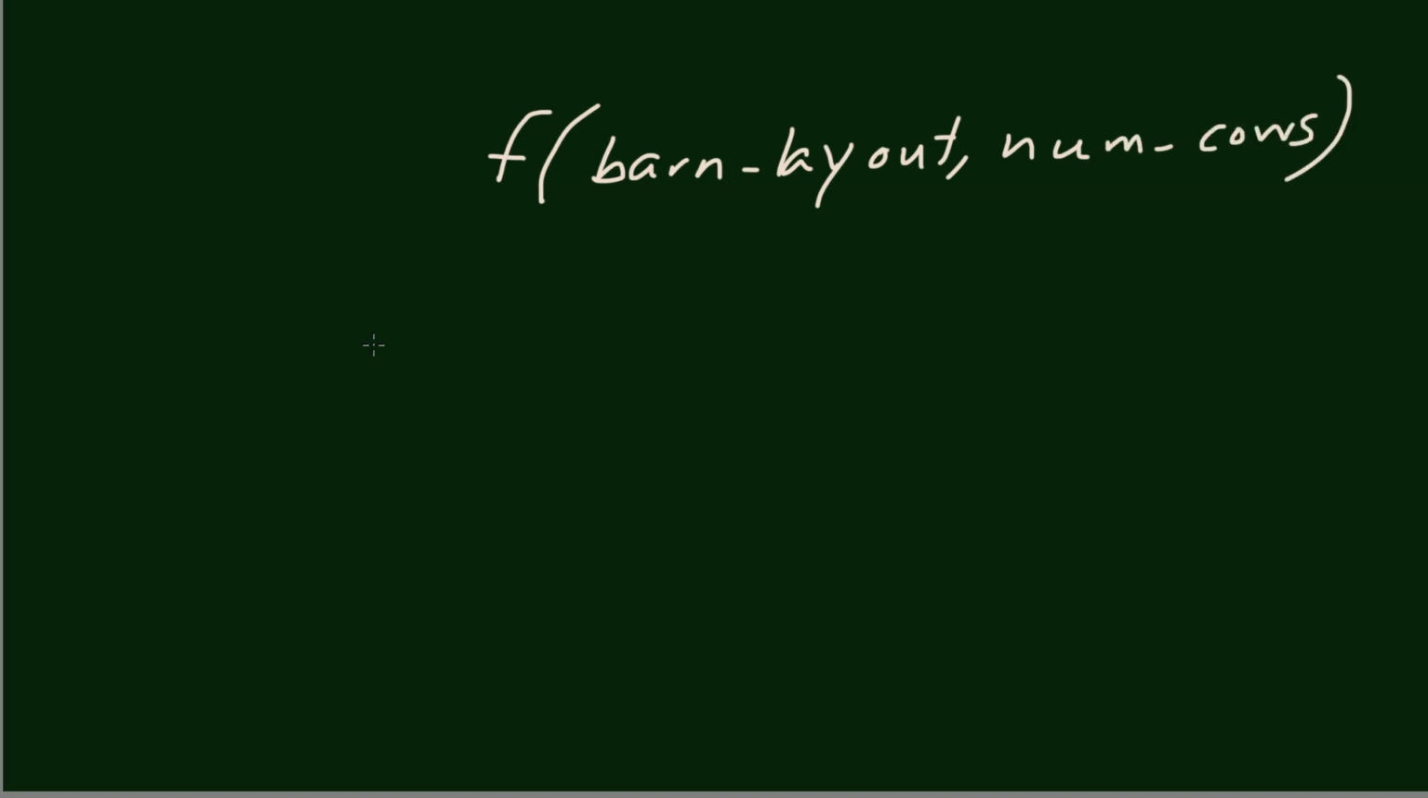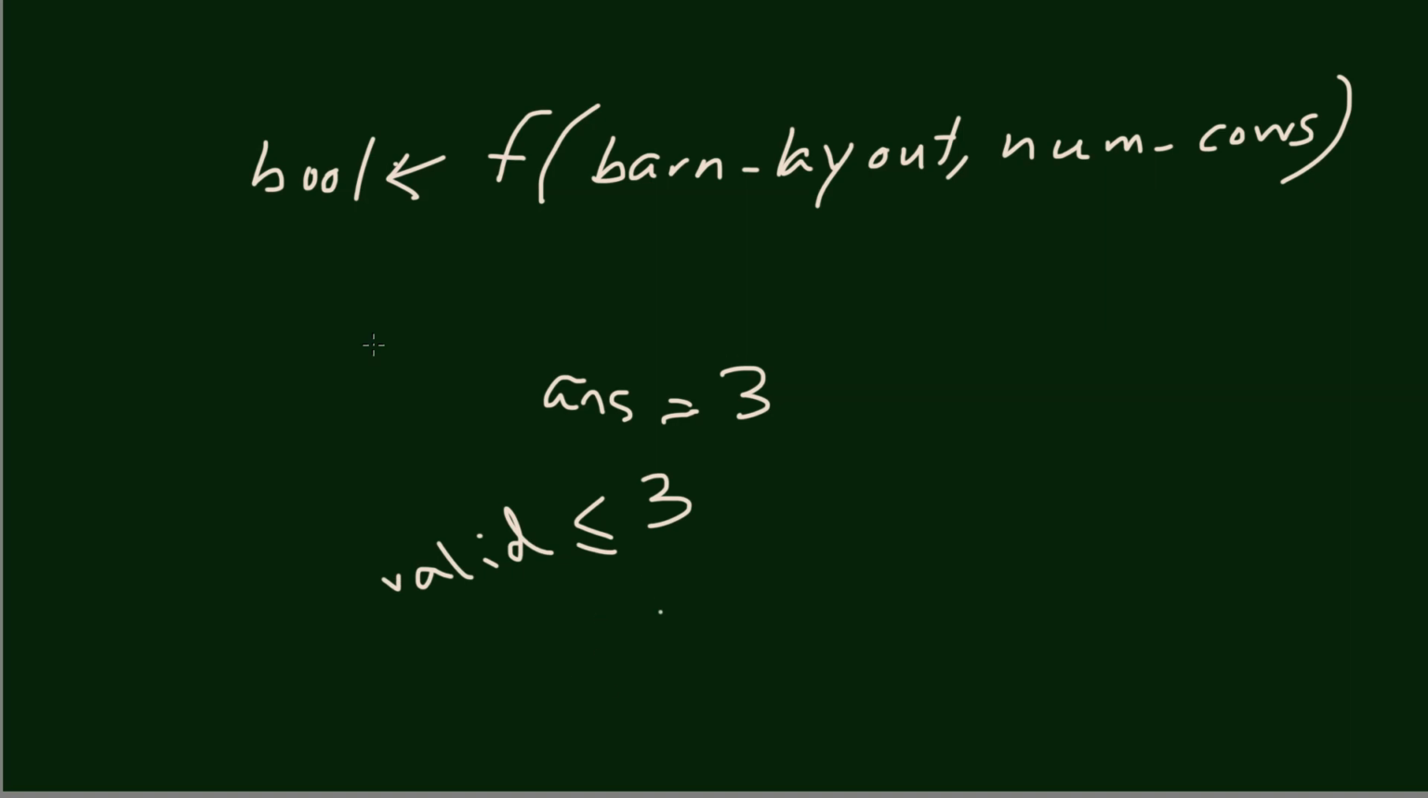Alright, so what are we looking at? We're looking at a function which is given a barn layout and a number of cows should give us a Boolean value, which is either true or false, if there is a valid configuration possible or not. Right, so we can see from the toy example that the answer was 3. And for any number which is less than or equal to 3, we always have a valid configuration. And for any number which is greater than 3, we always have an invalid configuration. Right?